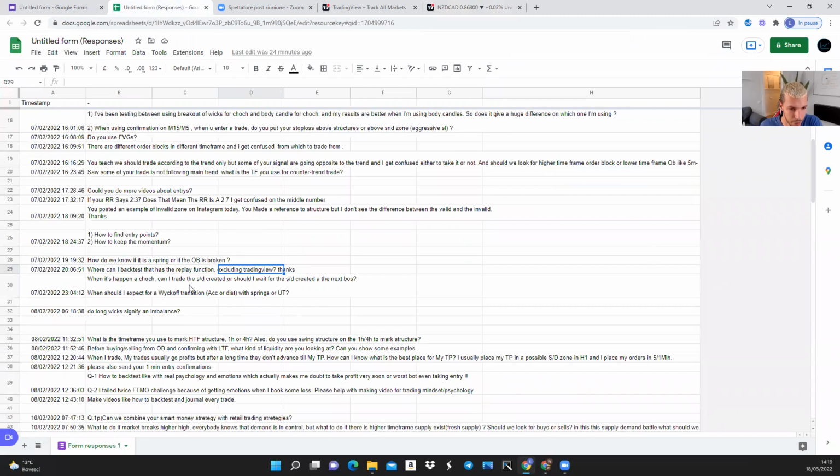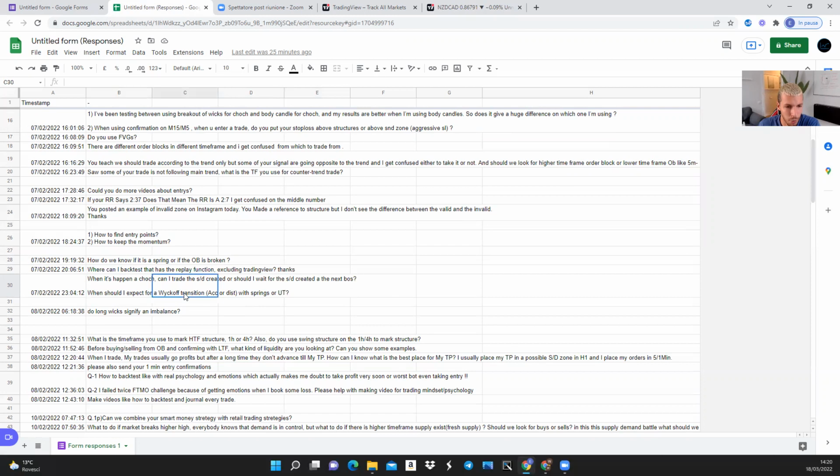When change of character happens, can I trade the supply and demand created? Should I wait for supply and demand created and the next break of structure? If you wait for an extra break of structure, it is better confirmation, but you have more chances of losing the trade going without you. Now, depending on how good the setup is, so if I'm not sure about the setup, I don't really like the zone, the confirmation was not so clear, I will wait for double break of structure. If instead the zone is great because you manipulate some breaks, just like I teach in the backtesting file, and the confirmation is really good, we have a clear confirmation, then I wouldn't wait for double break of structure.